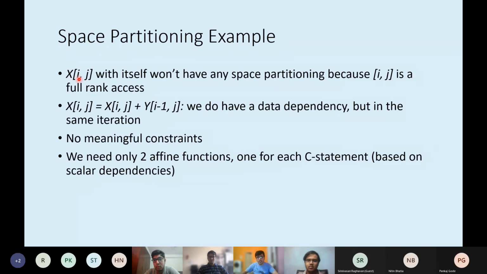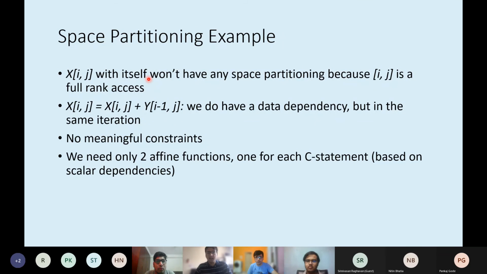So the first dependency, where we were checking that x[i][j] would have a dependency with itself. Now we won't have any space partitioning here, because i,j is a full rank access. For two separate iteration vectors, we had a condition that if we are referring to the same access, then the iteration vector should not be the same. So if I want to check for data dependence with two iteration vectors I and I prime, I'll say that I equals I prime, and at the same time I is not equal to I prime, because they refer to the same static access. Which is a contradiction. So I won't have any data dependency for x[i][j] with itself.